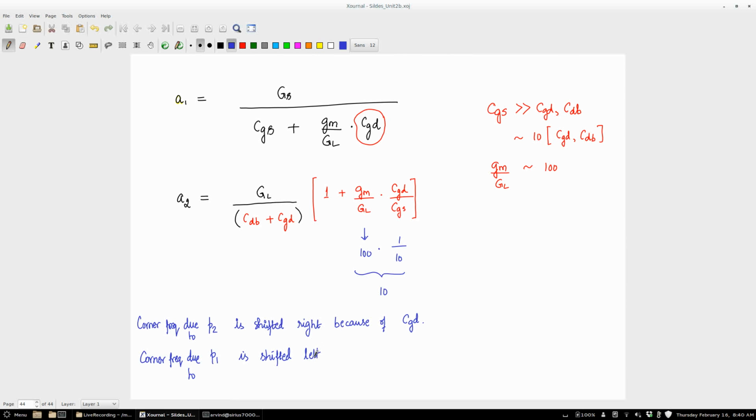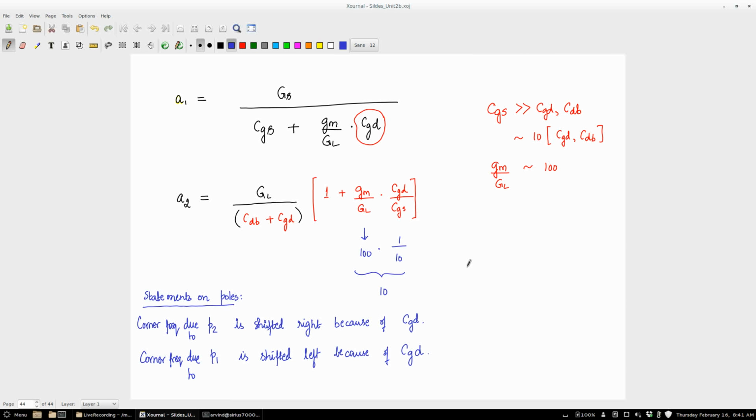What is this expression? This is GS by CGS plus something. So where is it moved? To the left, right? So the corner frequency due to P1 is shifted left. I think the corner frequency due to P1 and the corner frequency due to P2, that is omega 2 and omega 1. Okay, so this is very important to keep in mind.